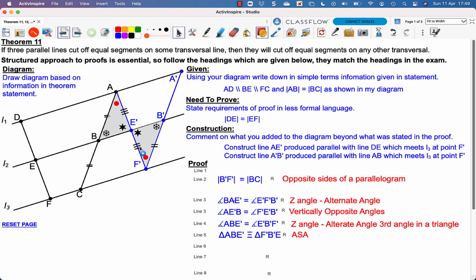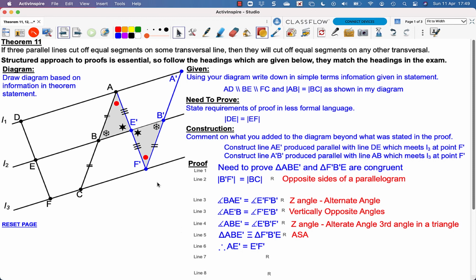Once you've identified it, we need to write that down. And there it is: AE dashed and E dashed F dashed are equal in length. I forgot to put the modulus symbols in, please forgive me. Okay, there's no reason for that. Oh, we could just say by congruent triangles.